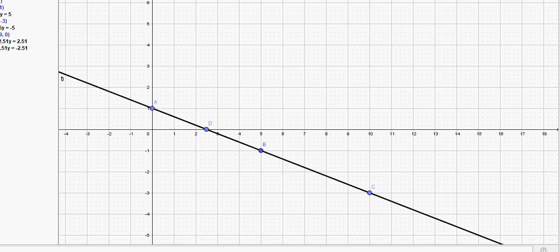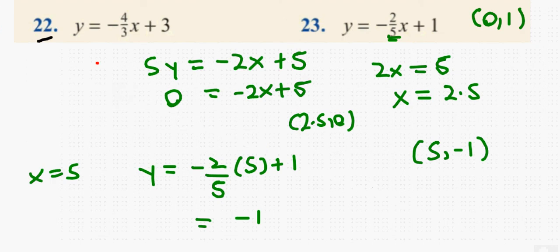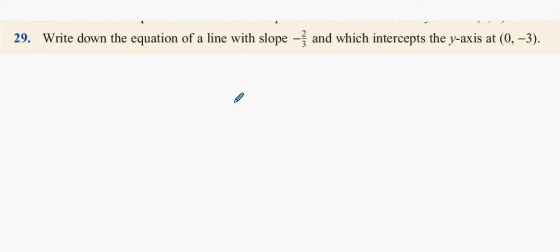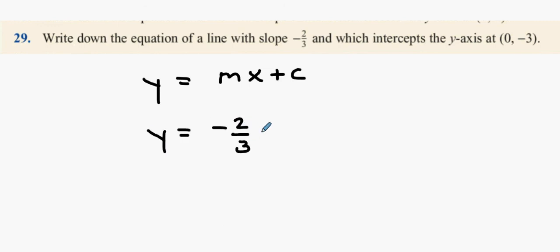Alright. Next one. I did 22, 23. I'm now to do 29. 29. Gents. 29 is even easier than you think. Essentially what they're telling me is that you know the formula y equals mx plus c? You do, we used it already. This is essentially y equals minus 2/3 x, and the c value is minus 3. The c value is the y-intercept, the m value is the slope.